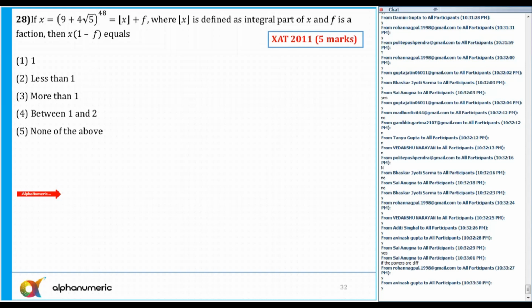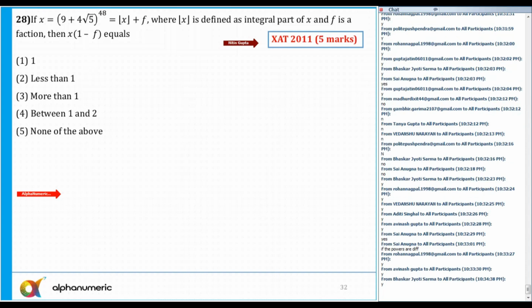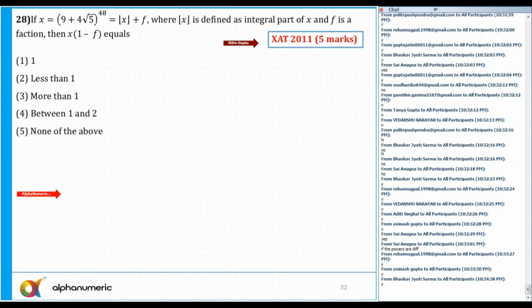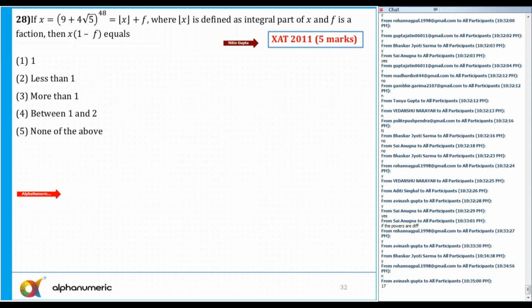Now, this question was asked in XAT 2011 for 5 marks. What happens in XAT 2011? There were a few questions of 1 mark, a few of 2 marks, 3 marks, some 4 marks, some 5 marks, maximum of 5 marks. So this is a 5 marker question. And do you know what was the cutoff in XAT 2011 for the quant section? Any idea? How much can be the cutoff for XLRI? It was around 7 marks.